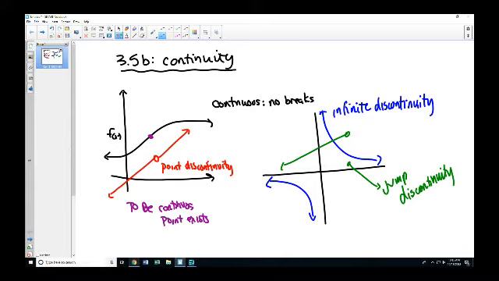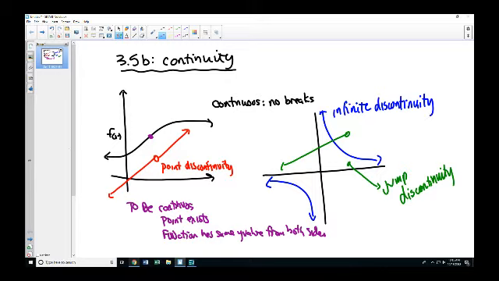Okay, so the function has the same y value from both sides. Is that a good way to put it? It's not very mathy, but does it make sense? So that takes care of an infinite or a jump discontinuity, right?